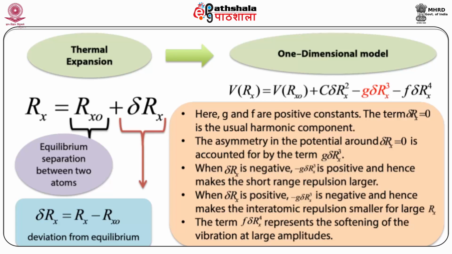The term in δRx² is the usual harmonic component. The asymmetry in the potential around δRx = 0 is accounted for by the term G δRx³. When δRx is negative, −G δRx³ is positive and hence makes the short range repulsion larger. When δRx is positive, −G δRx³ is negative and hence makes the interatomic repulsion smaller for large Rx. The term F δRx⁴ represents the softening of the vibration at large amplitudes.